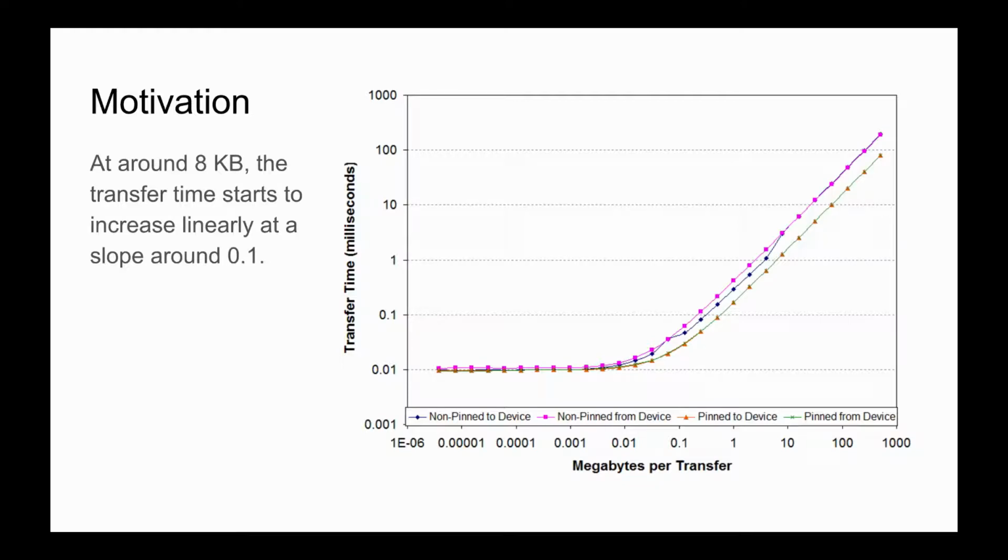Then we can look at this graph. This is the relationship between the transfer time and the megabytes per transfer. You can see that no matter whether it's non-pinned or pinned, to or from device, at around 8 kilobytes the transfer time always starts to increase linearly at a slope of around 0.1. Therefore, we can tell that if we compress the data, we can have a significant improvement in the transfer time.